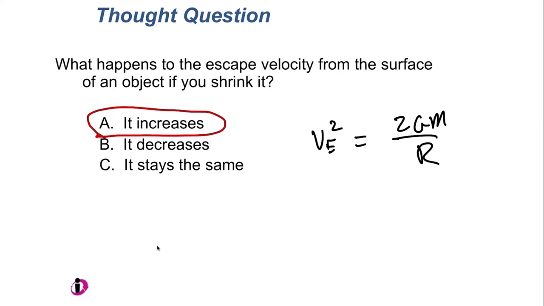And so if you go from something the size of the sun and the mass of the sun and shrink it down to, say, a white dwarf, the escape velocity from the surface of a white dwarf is much larger. And if you shrink it down even more into a neutron star, it gets really, really large. That escape velocity goes up and up and up as you make this thing smaller and smaller.